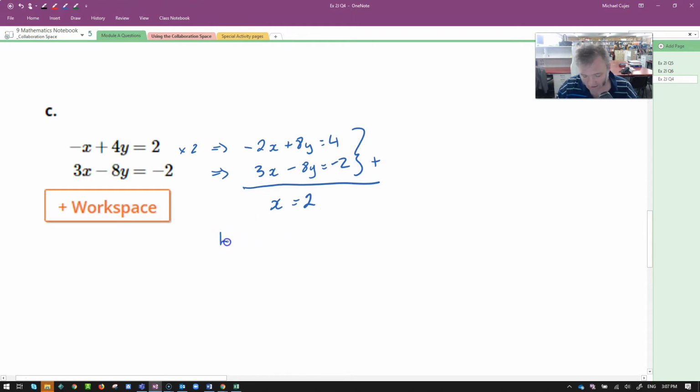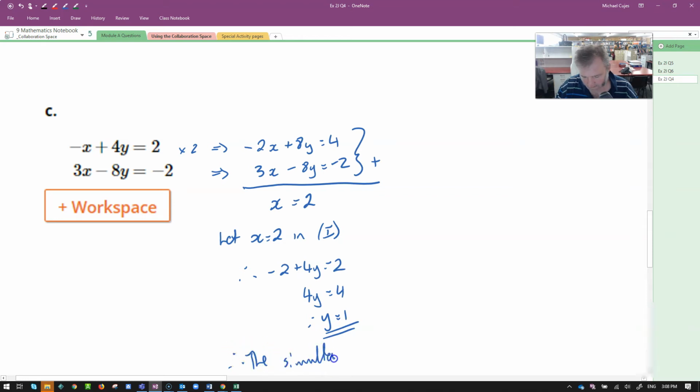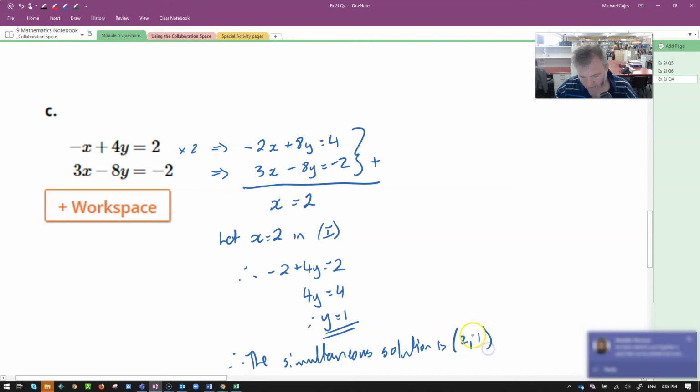That's nice. Now I'm going to say let x equal 2 in either of the equations. I'll choose equation 1. Therefore, negative 2 plus 4y equals 2. Add 2 to each side. I've got 4y equals 4. y equals 1. So the simultaneous solution is 2, 1. Does it work for the other one?